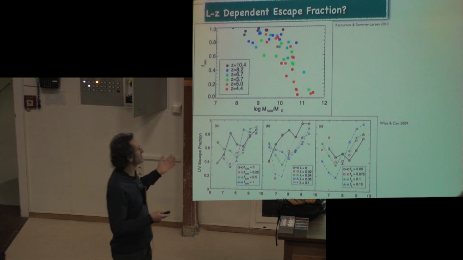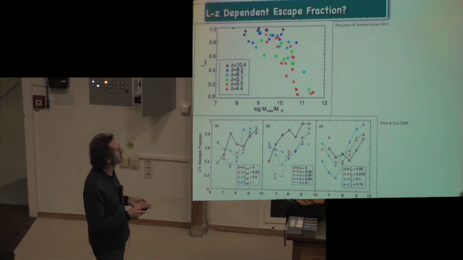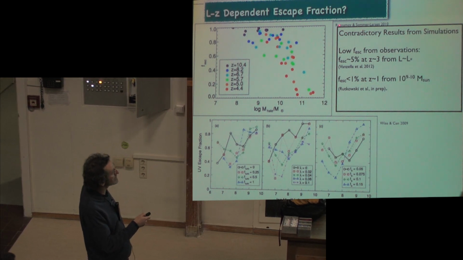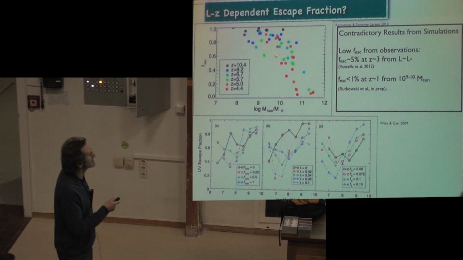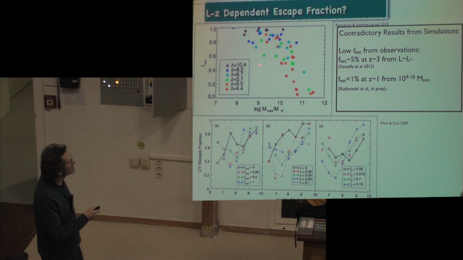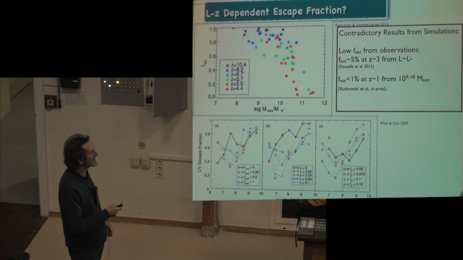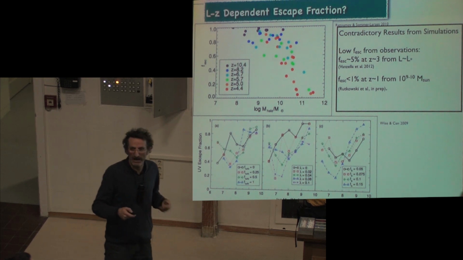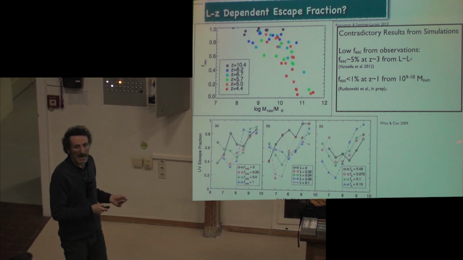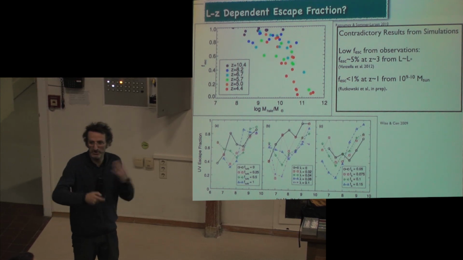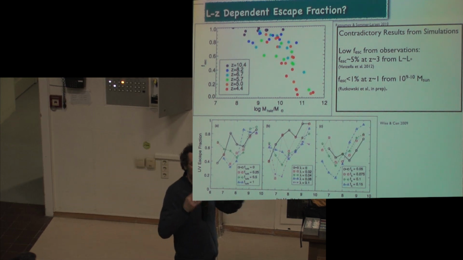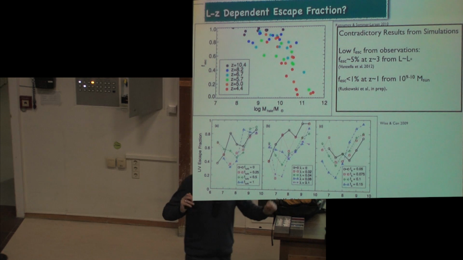Another issue, of course, is the escape fraction. There are simulations, this is a simulation by Ronald and Sonny Larson, that show the escape fraction as a function of the mass of the galaxy: low escape fraction at high mass, high escape fraction at low mass. On the other hand, there are other simulations of reionisation that show the opposite. So the escape fraction from the theoretical point of view is a big open issue.